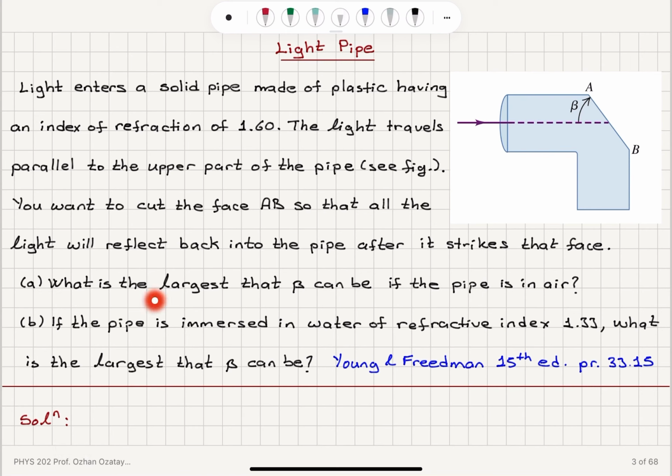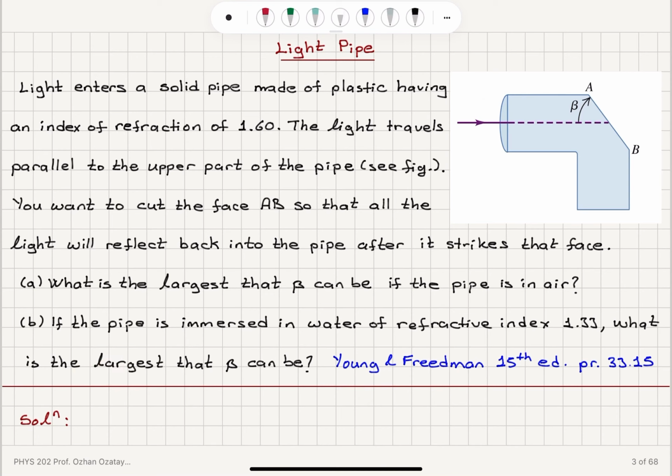Part A, what is the largest that beta can be if the pipe is in air? So beta is the angle between the AB cut and the path of the light, incoming light beam. And part B, if the pipe is immersed in water of index 1.33, so if we take this pipe and put it into water, what is the largest that beta can be?